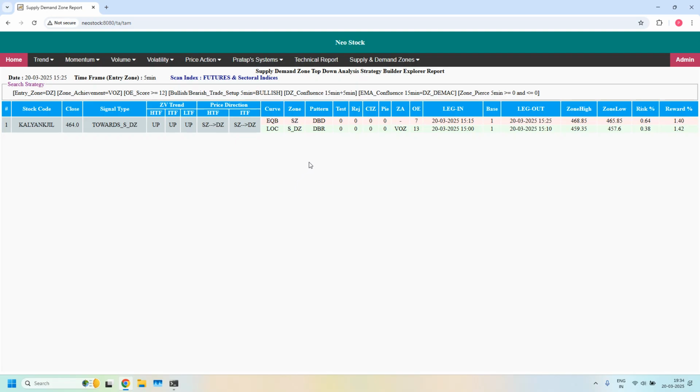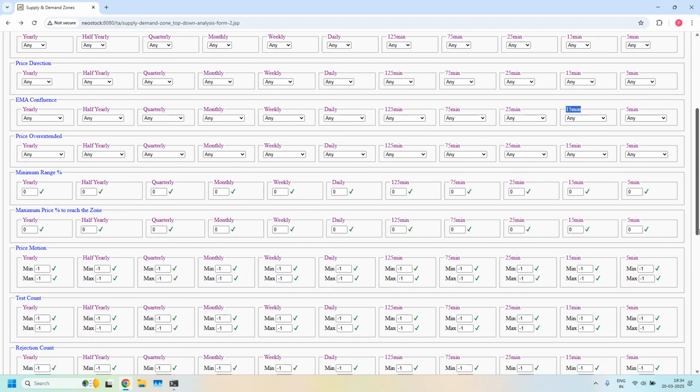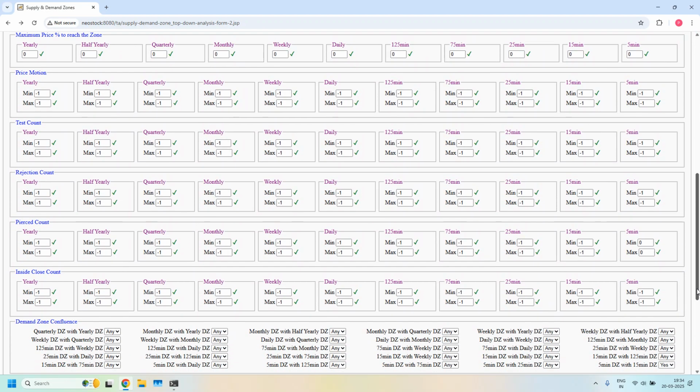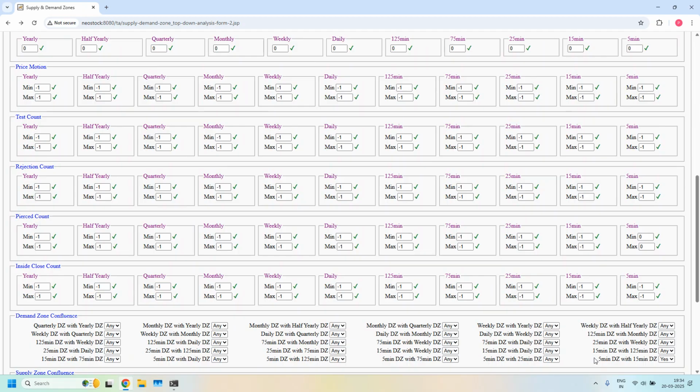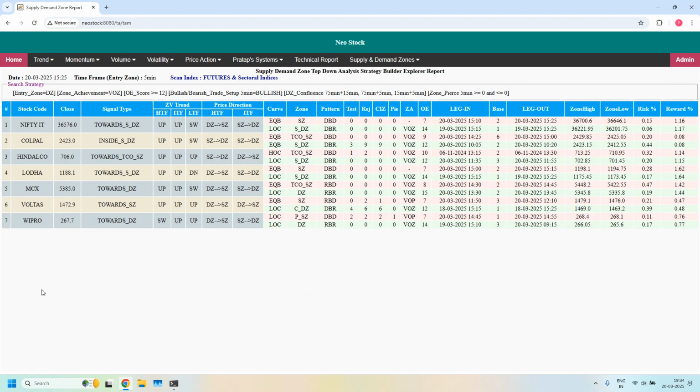Next, we will look into LTF, ITF, HTF demand zone confluence supported stocks. Removing this EMA filter. In the demand zone confluence, 3 filters we have to set. First filter is already enabled, 5 minutes with 15. Next, 5 minutes with 75 minutes demand zone confluence. 15 minutes with 75 minutes zone confluence. With all the 3 filters, we got 7 stocks.